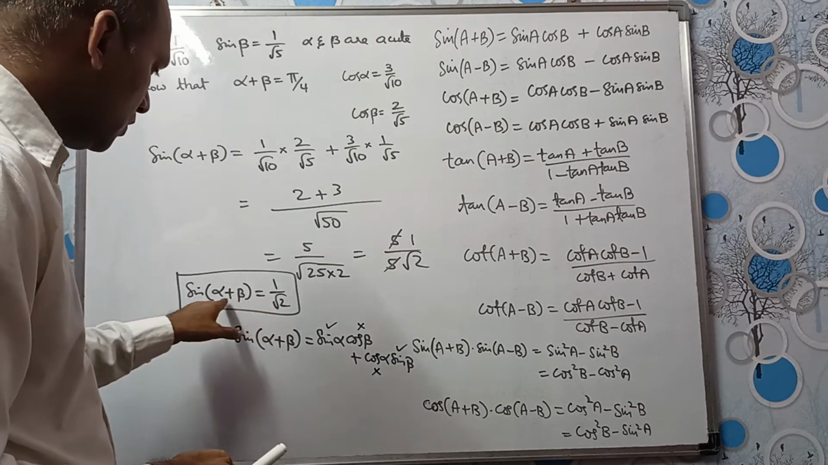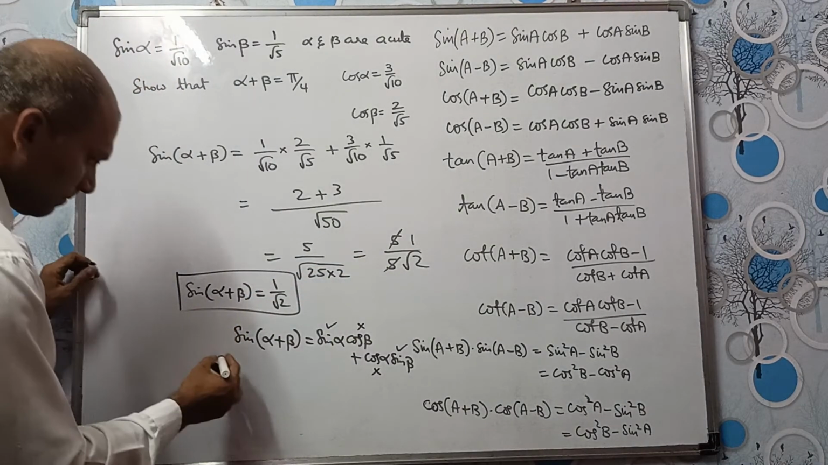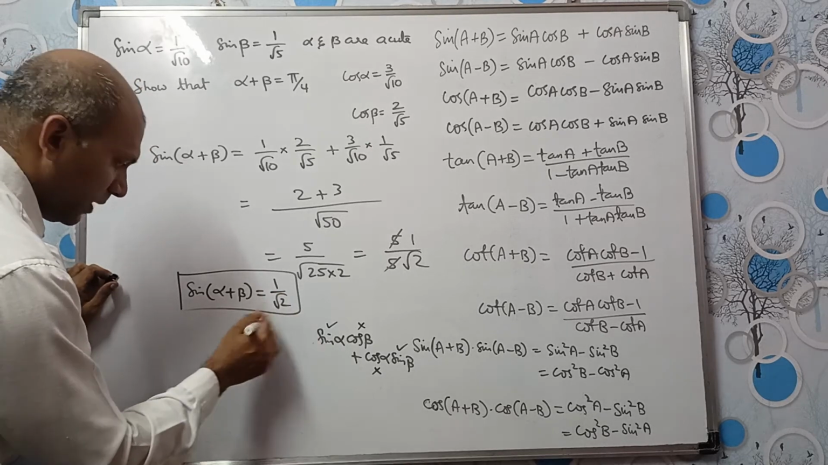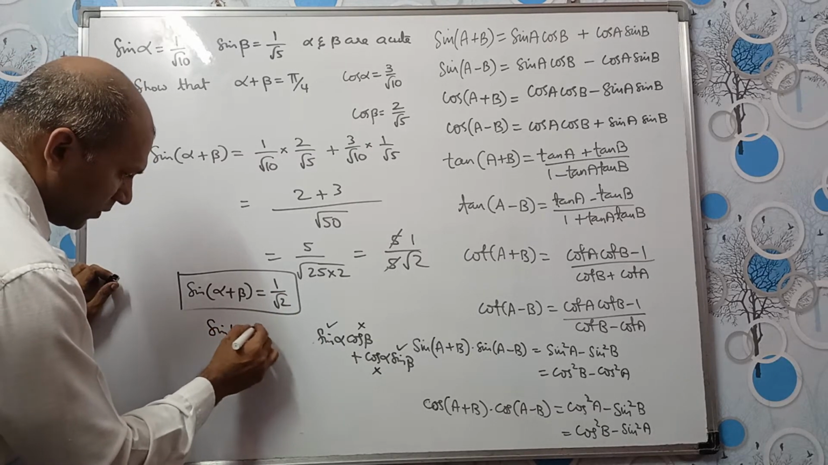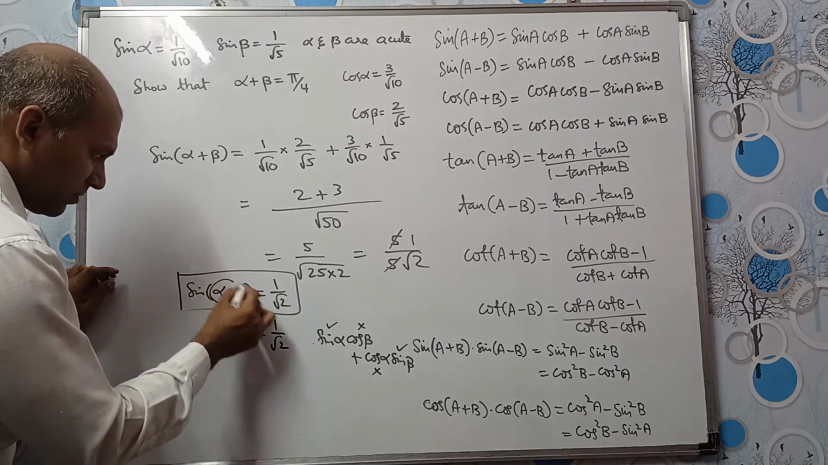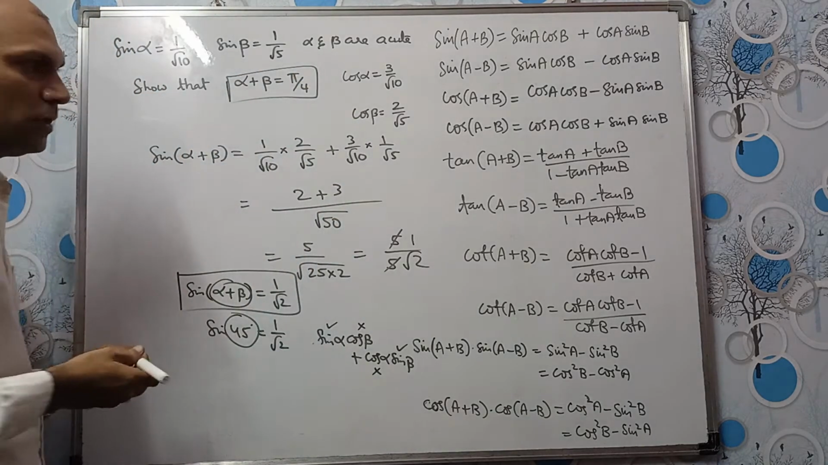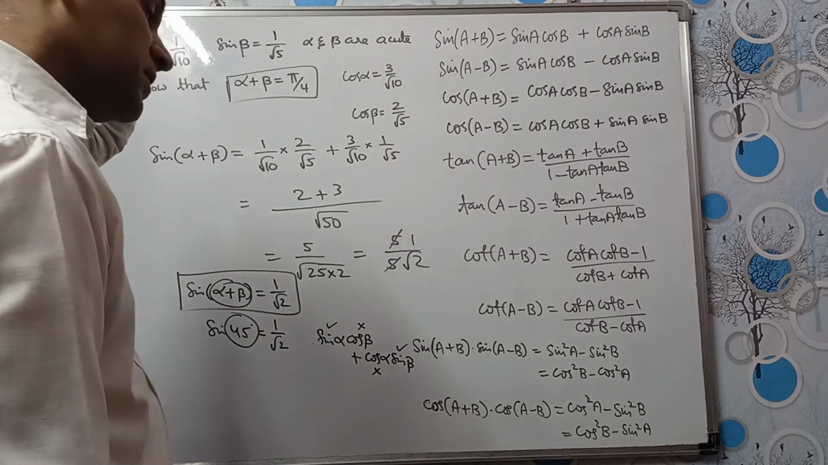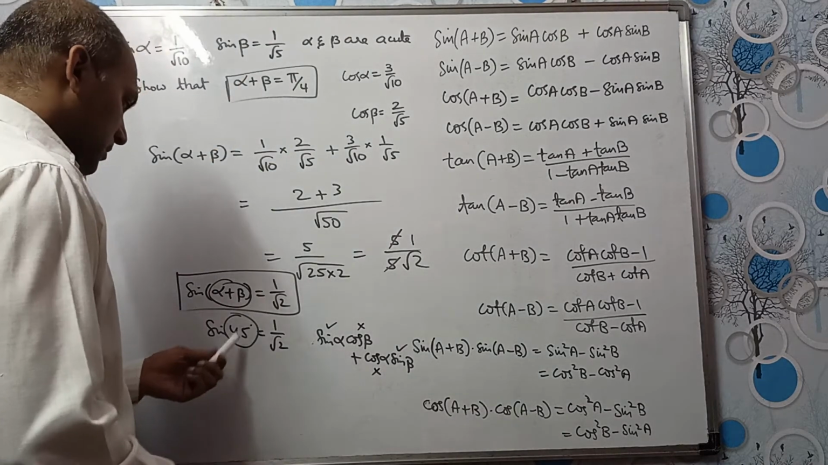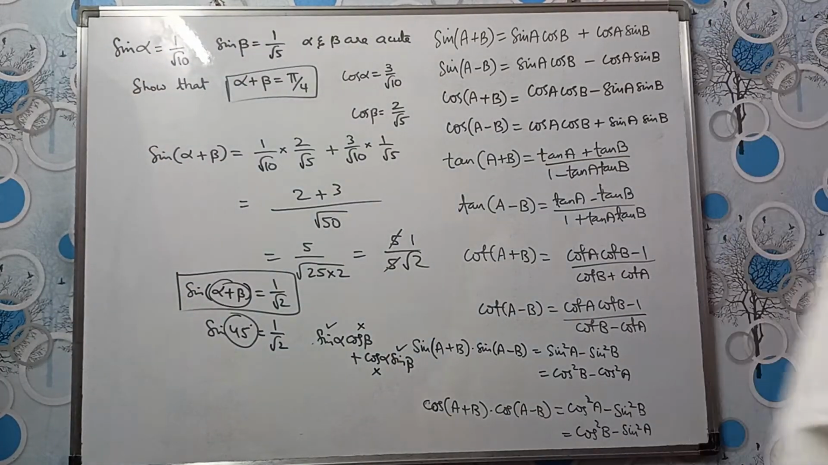Sine is 1 by root 2 when alpha plus beta should be 45, right? See, we got sine of alpha plus beta is 1 by root 2. We know sine 45 degrees, or pi by 4, is 1 by root 2, right? So here this pi by 4 should be equal to 45. Pi by 4 is equal to how much? Sorry, alpha plus beta is equal to pi by 4, okay, 45 degrees. Alright, I hope this is clear.